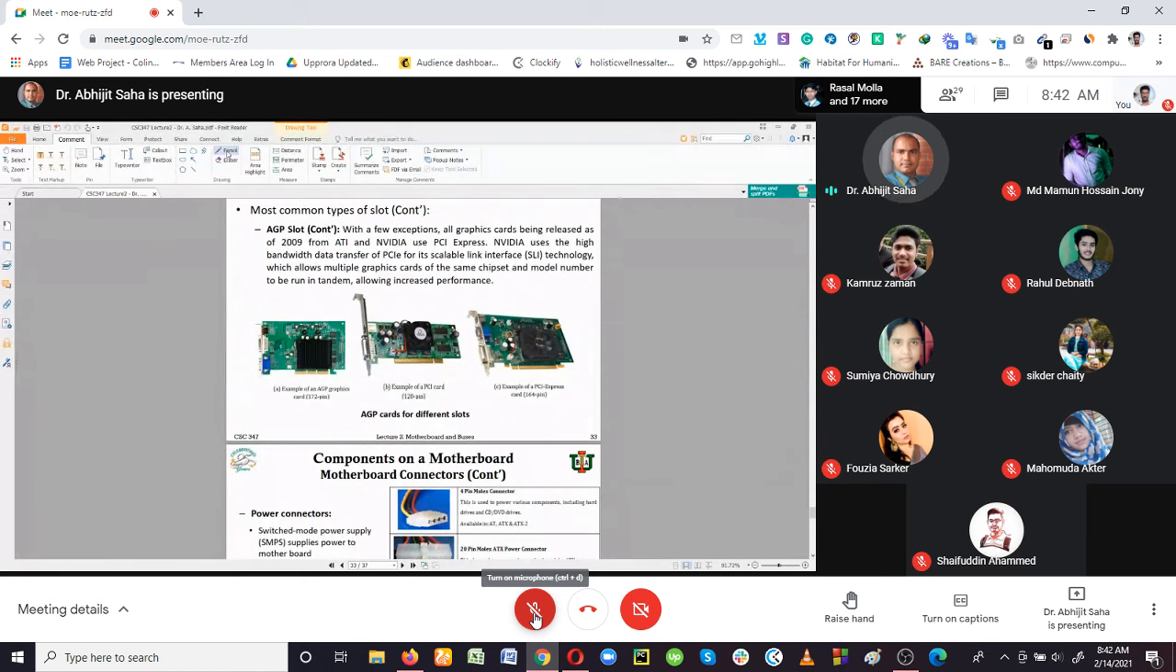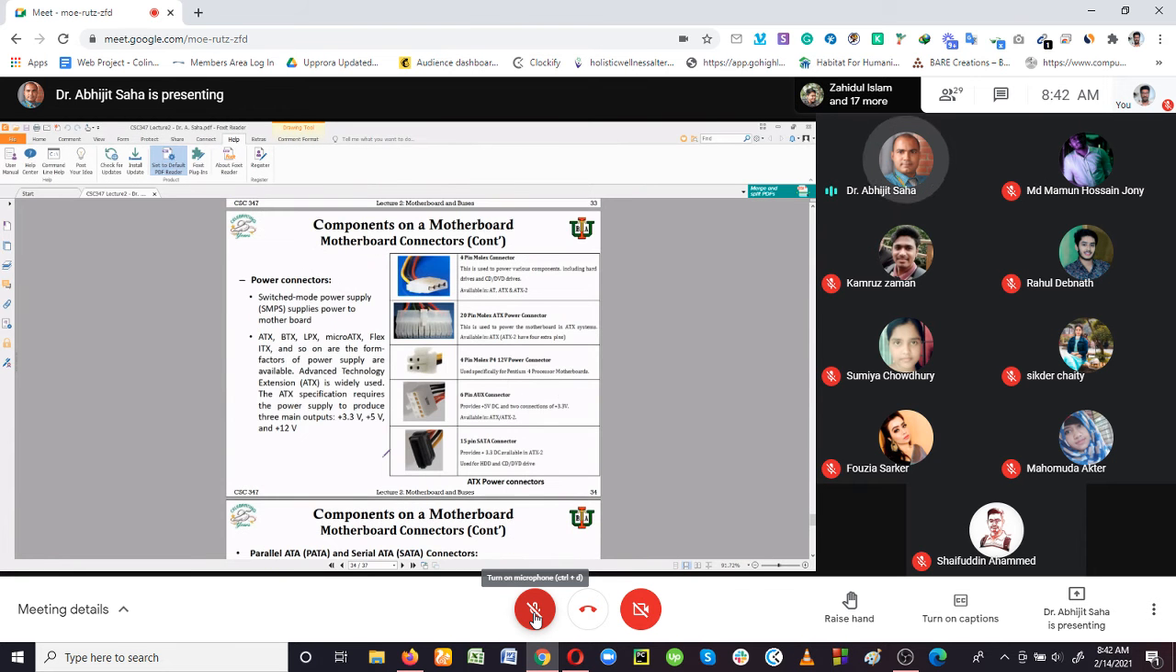Okay, so from today we are going to start from the motherboard connectors. This is a really important one, actually. These power connectors we are talking about are not on the motherboard itself. These connectors are for connecting the different components, to provide power to the different components. All of these power connectors are coming from the power supply.